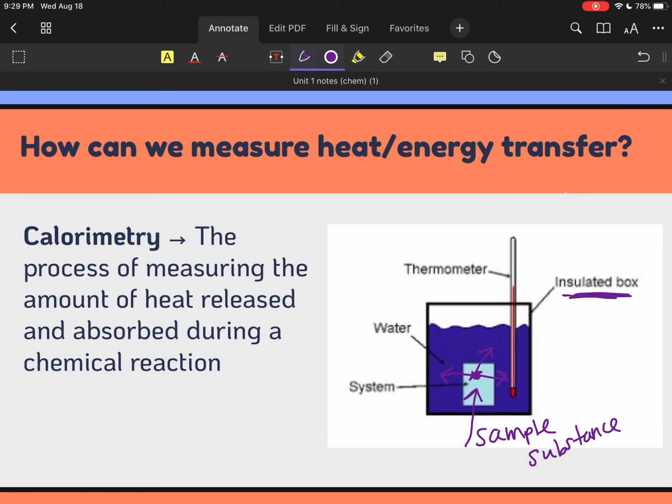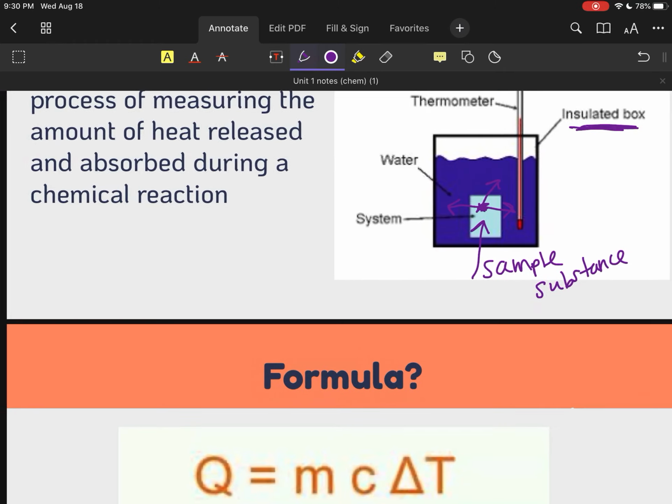As the energy moves into the water, it's going to start causing those particles to move around quicker, because that energy is being transferred. And as the particles move faster, we know our temperature is going to go up. So we can measure our temperature change and determine how much heat we have transferred in our system.